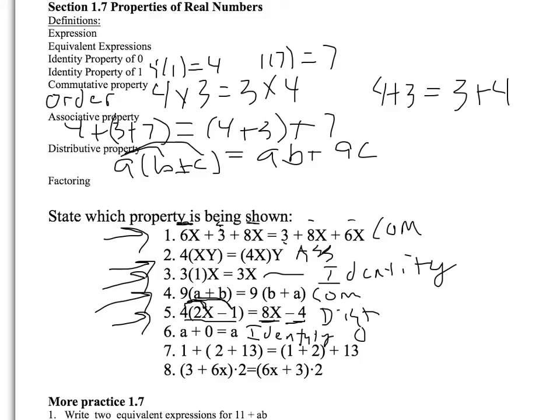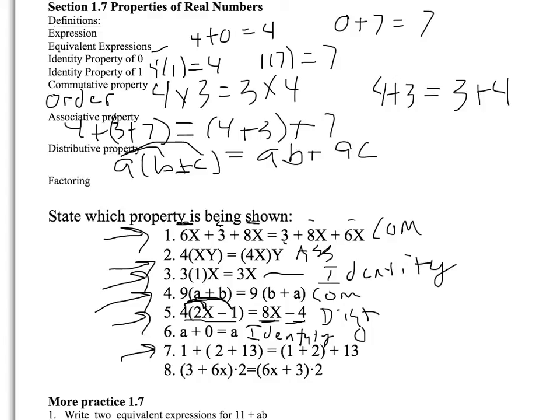So the identity for 0 is to say that if we add 0 to any number, we get that number back. So 4 plus 0 equals 4. 0 plus 7 equals 7. That is that property exactly. So let's look at these next two.